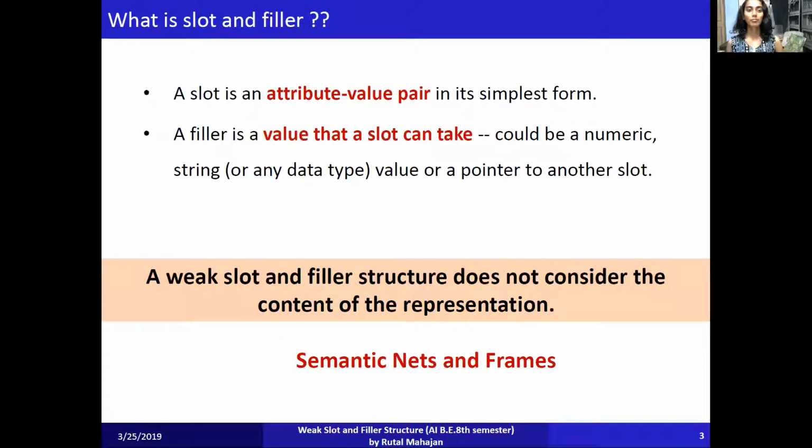What is slot and filler? A slot is an attribute value pair in its simplest form. A filler is a value that a slot can take. It means there is an empty space that we have to fill. The particular thing with which we fill it is the value, the filler, and the empty place is the slot. A filler can be any numeric, string, or any kind of value or pointer to that particular slot. Weak slot and filler structure does not consider the content of representation. Examples are semantic nets and frames.